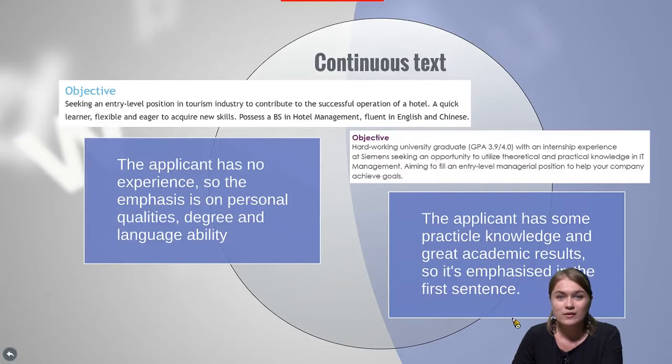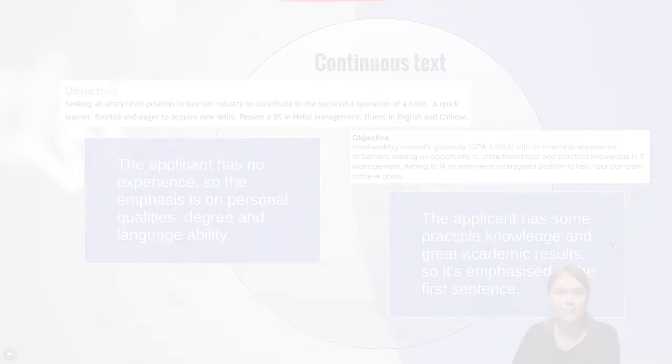Another example here is for a person with some practical knowledge. So this practical knowledge is an internship that this person had with Siemens, which is a big company, and really looks good on the CV. Again, here the person has a very high GPA, so it's important to mention it's an achievement that proves that you are very hardworking. So having high grades and some experience with a big company, this person will have a higher chance to get a good job.